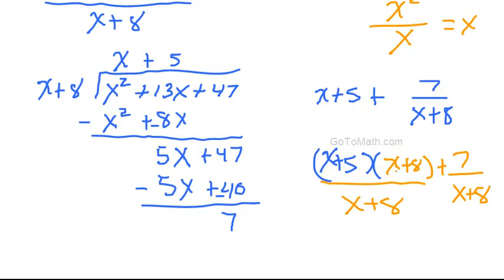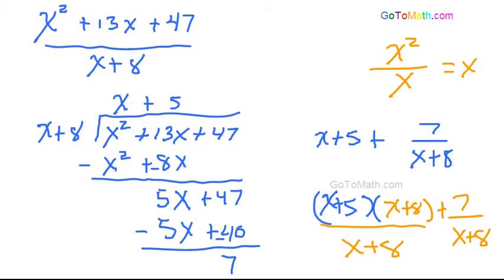But when we multiply this piece out right here, we have x times x is x squared, and you've got 8x and 5x is 13x. So we have x squared, and then of course you can't see it on the screen here, but we would have 13x, and then 5 times 8 is 40, and then plus 7, you have 47, and of course your denominator is x plus 8. So you know you've done it correctly. Okay, so x plus 5 plus 7 over x plus 8.